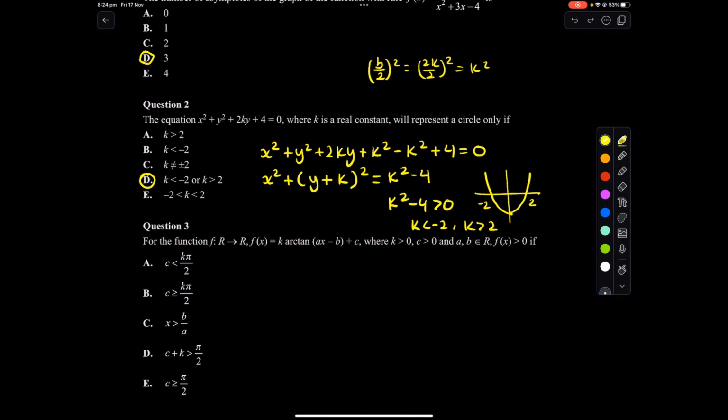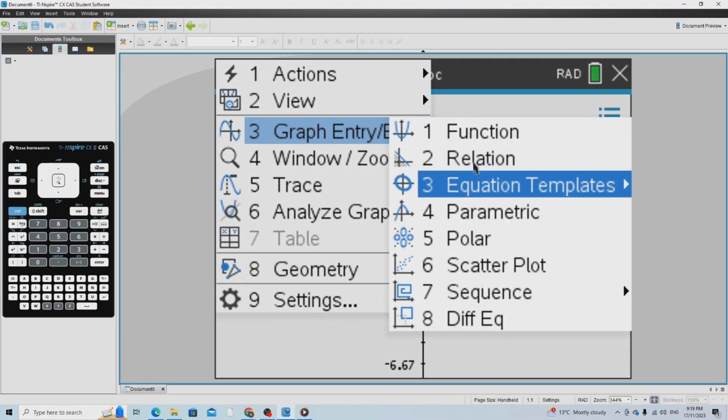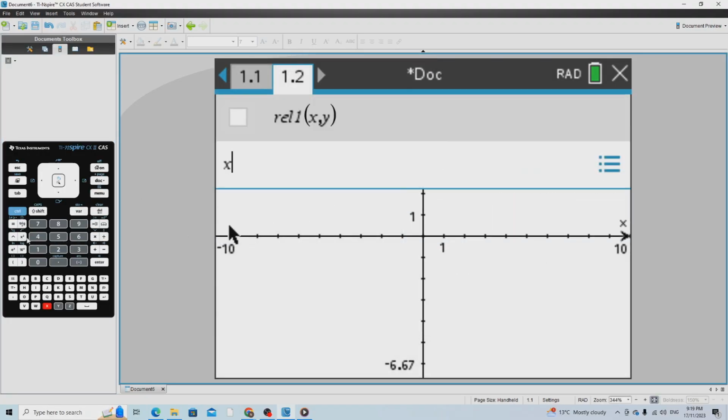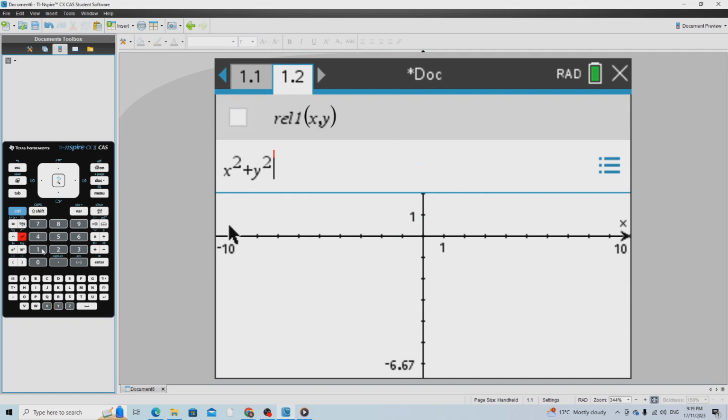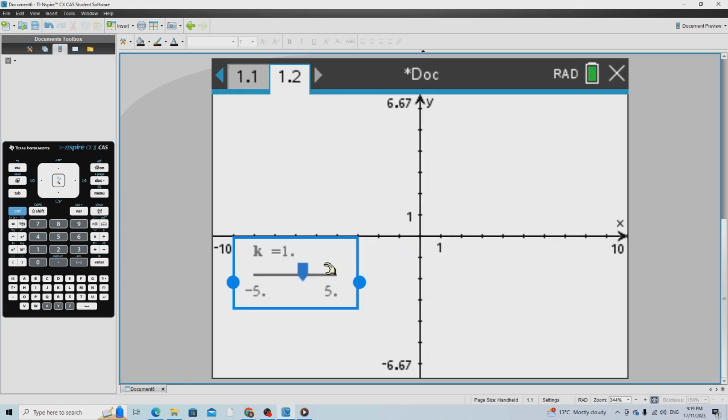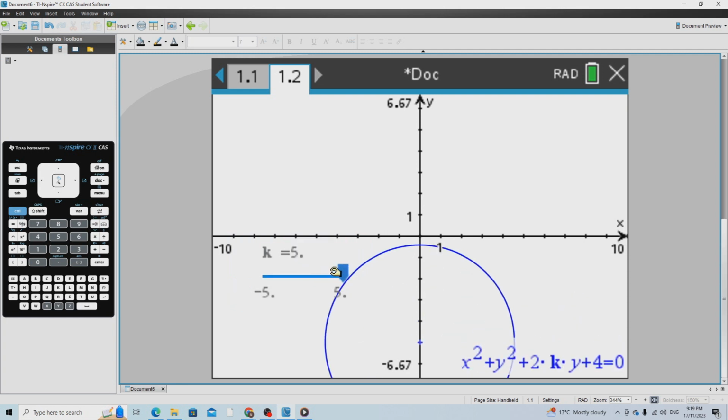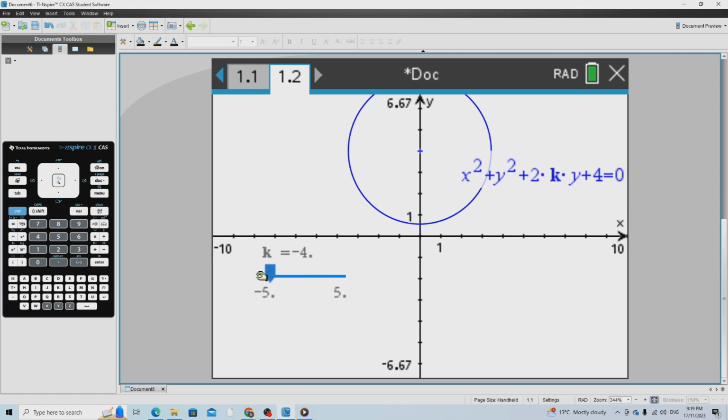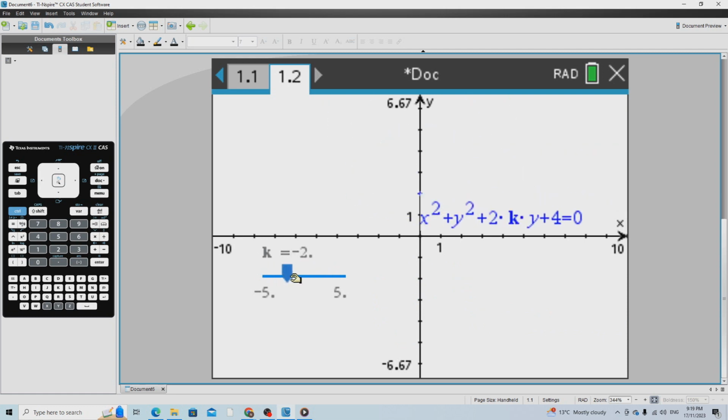Nice. And if you don't know how to do this, for example in an exam where you're tired or confused, what you can do is just graph it and sub in some values. Let's try that. If I go on menu, graph, relation, and write this whole equation in, x squared plus y squared plus 2k times y plus 4 equals 0. The first condition says that k is greater than 2. Let's check that. Yes, when k is greater than 2, we always have a circle. But that's also false, because even at k less than negative 2, we will always have a circle too.